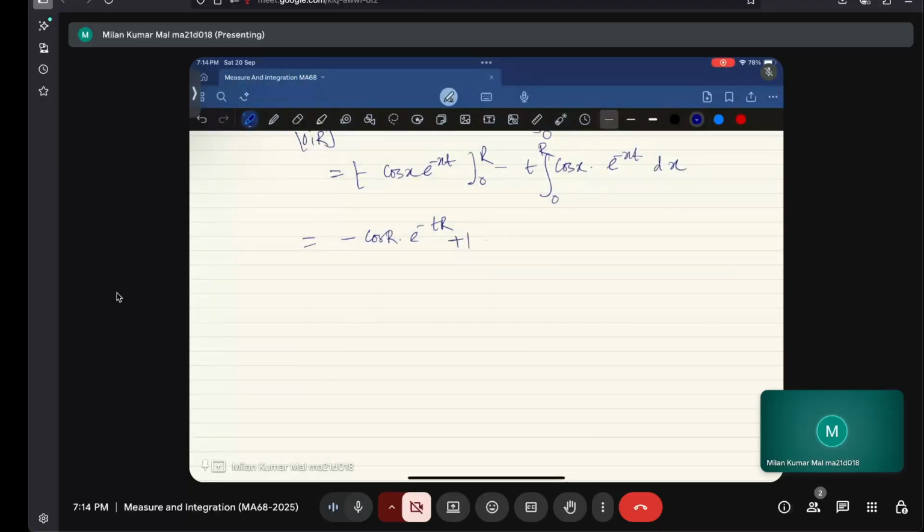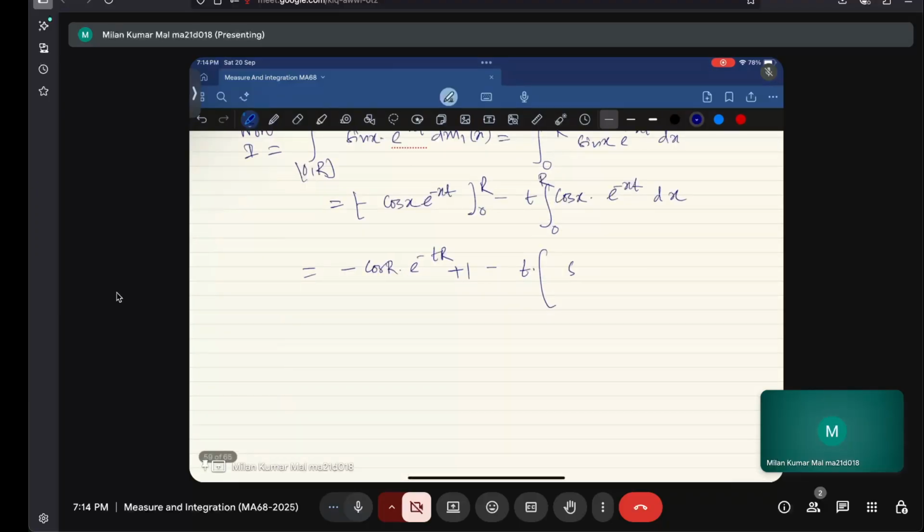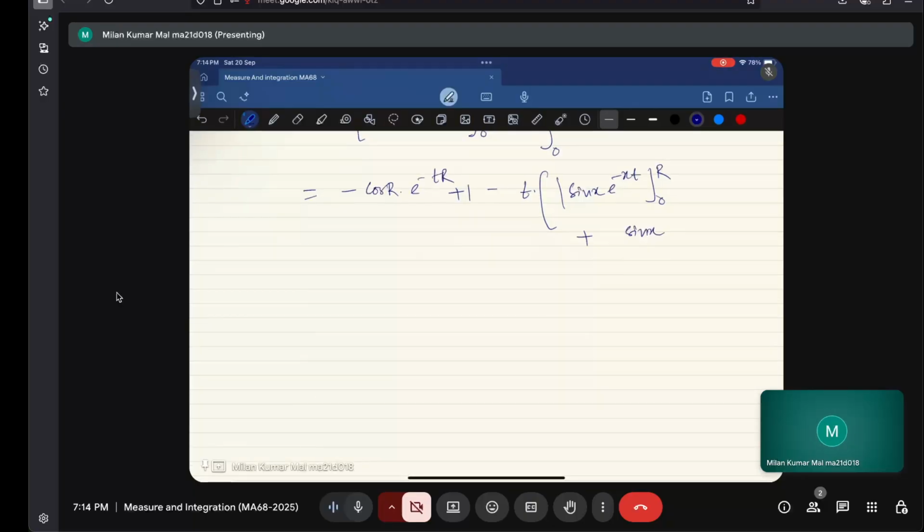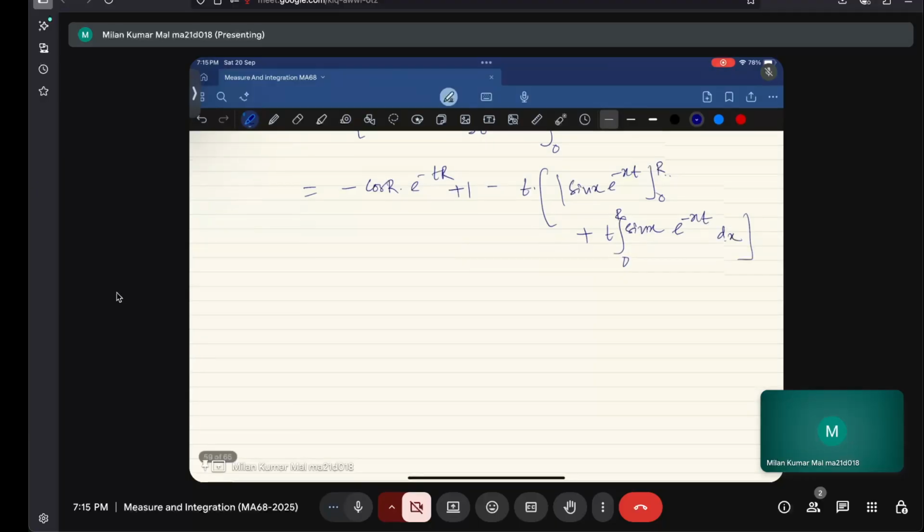Okay, so minus t into, if we do the partial integration again, what it will be: integration of cos x will be sin x and e to the power minus xt. Again you can replace values 0 to r, and the second one will be the integration of cos x, that is sin x, and again the integration of e to the power minus xt, that will be plus e to the power minus xt, and one t will come outside, 0 to r dx. Okay, this is what it is.